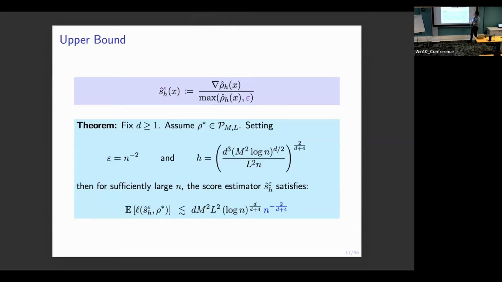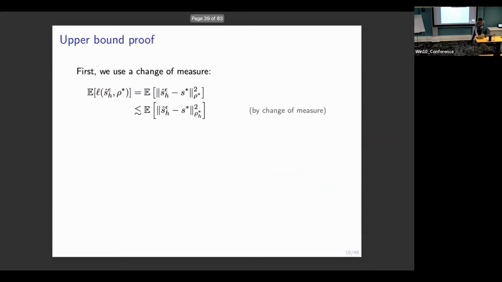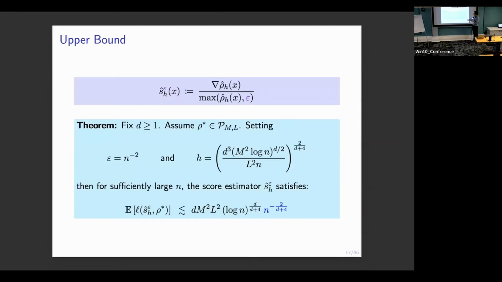And for n large enough, the loss of this estimator in expectation, where the expectation is over the samples from rho star, is bounded by problem parameters times the dominant term, which is n, the number of samples, to the power of -2 over d plus 4, where d is the dimension. So this shows the typical curse of dimensionality, which means that if we want to make this less than epsilon, then we need n to be something like 1 over epsilon to the d.